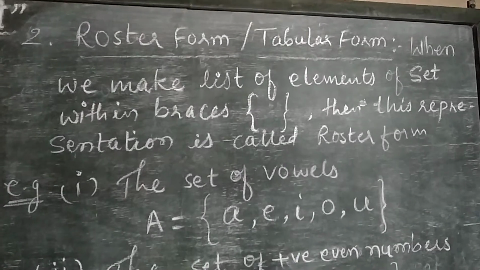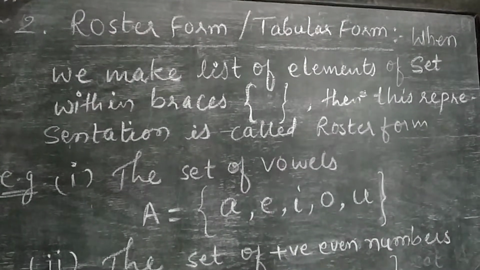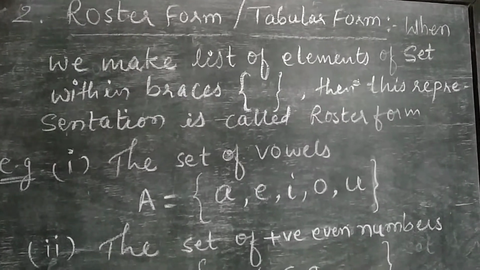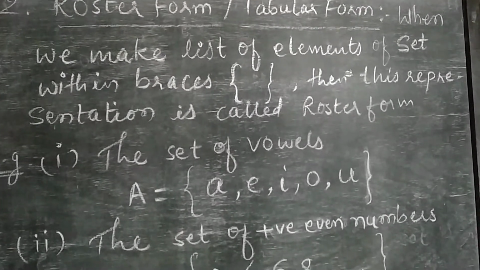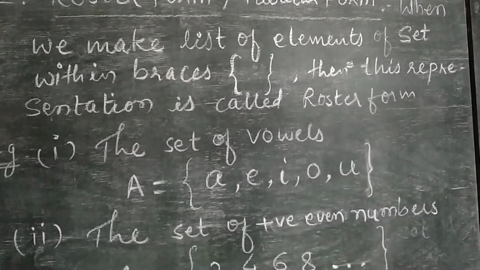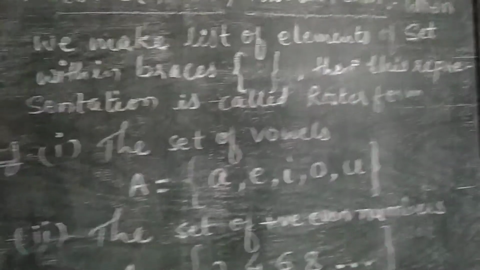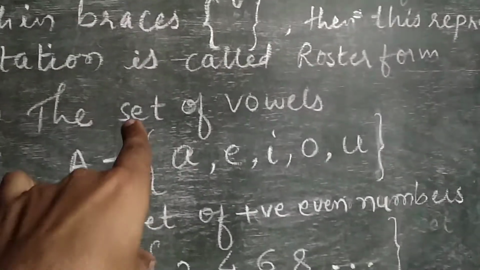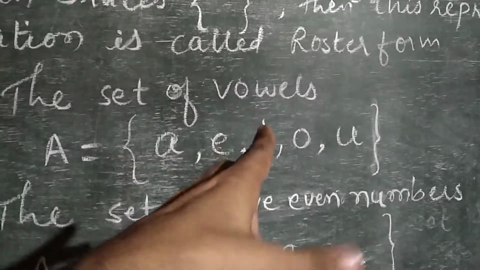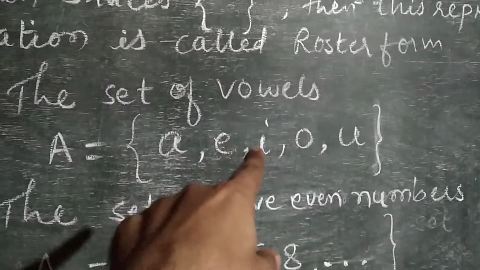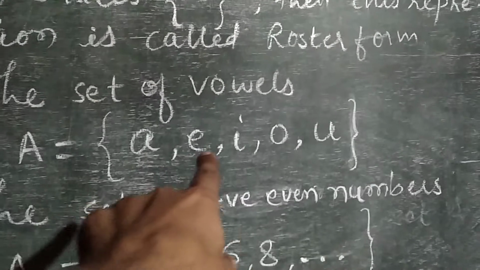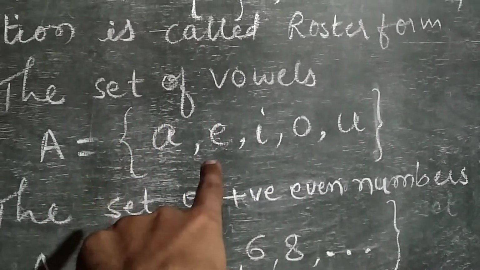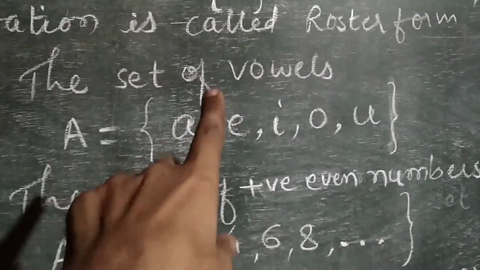Second, roster form or tabular form. When we make a table or list of the elements of a set within braces, separated by commas, then such a representation is called roster form. So in this we make a list of the elements satisfying the common property of the set. Look here, the set of vowels. Which are the vowels? You know, A, E, I, O, U. Here we are writing all the vowels separated by commas within braces. So this type of representation is called the roster form of the set of vowels.